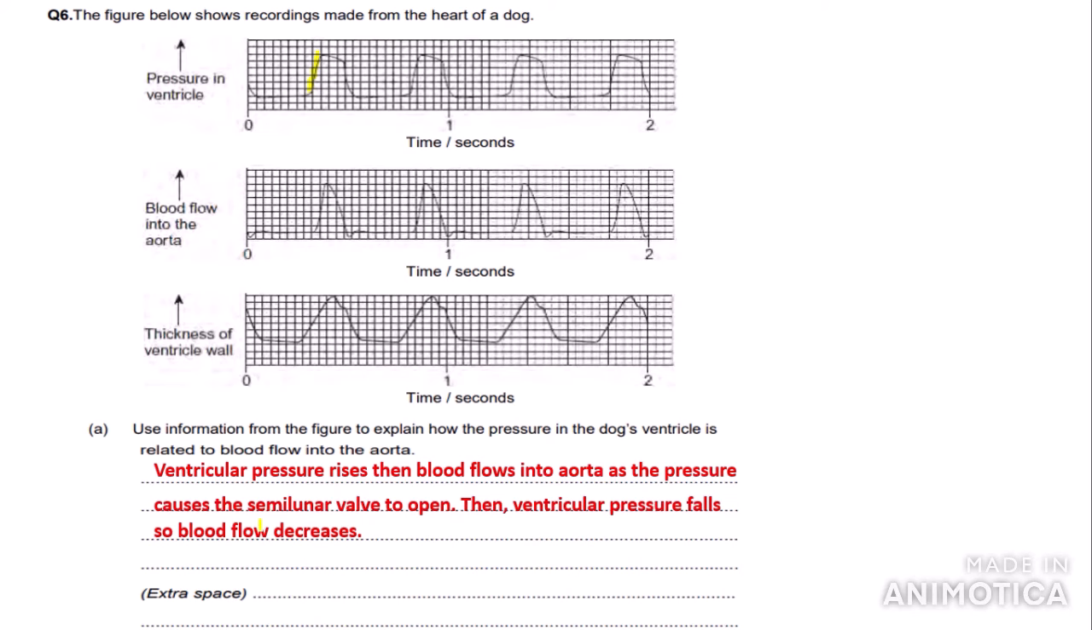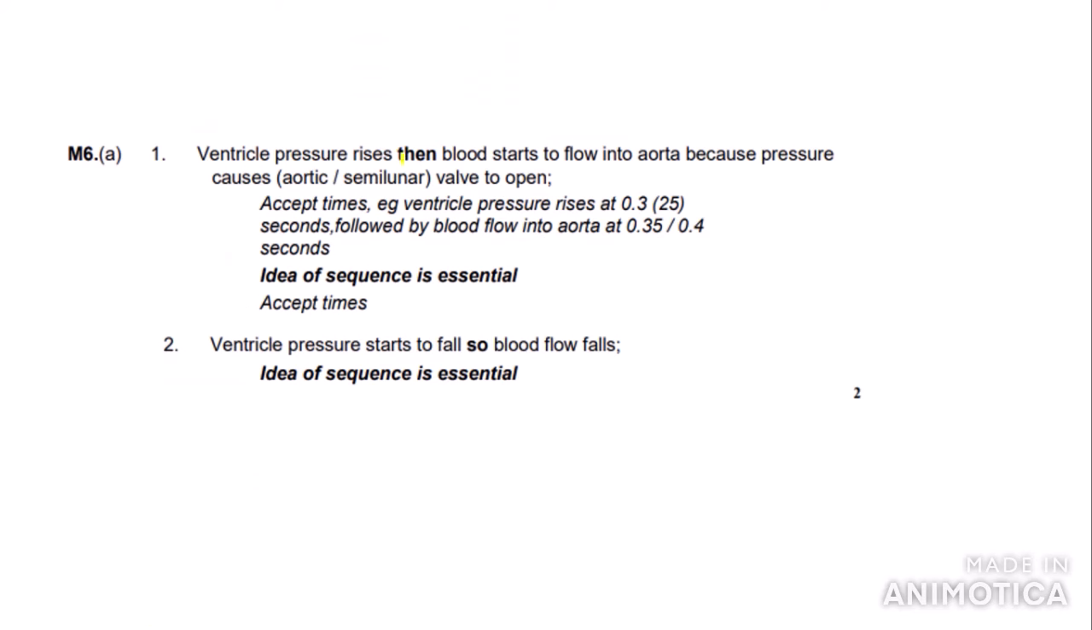Then the ventricular pressure falls, so blood flow decreases. So I have used information from the figure. As I've said, the pressure in the ventricle increases and the pressure then falls, and the blood flow decreases here when the pressure decreases in the ventricle. So let's look at the mark scheme. Ventricle pressure rises, then blood starts to flow into the aorta because pressure causes the aortic or the semilunar valve to open.